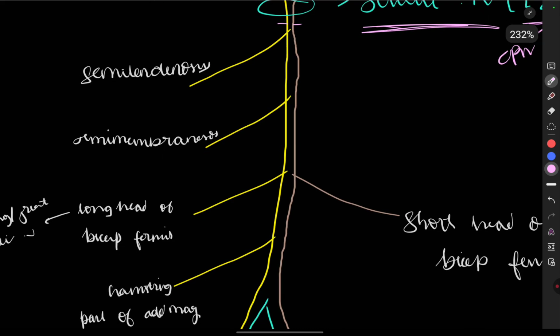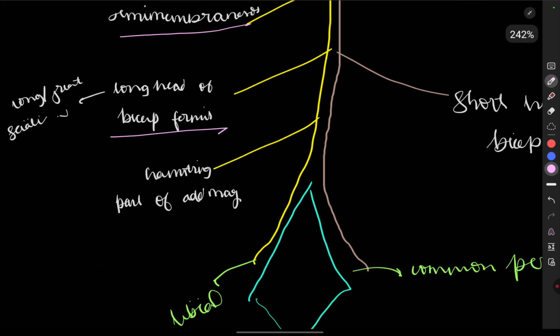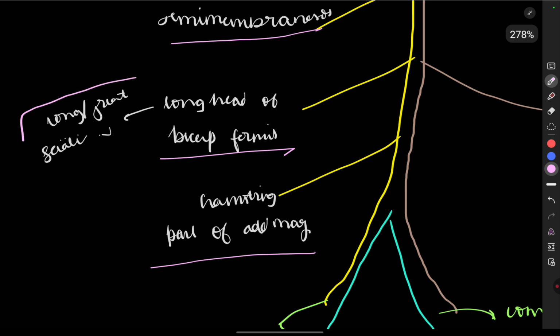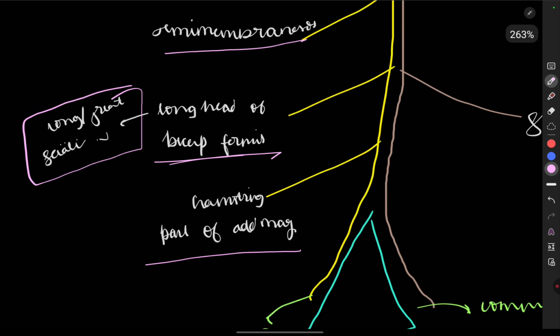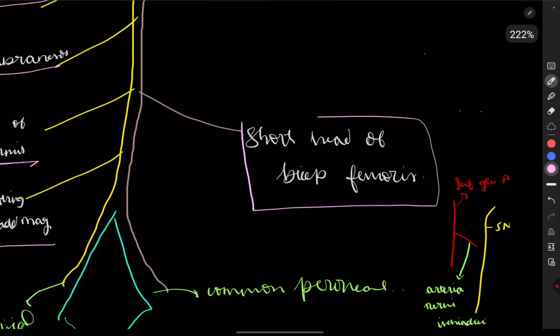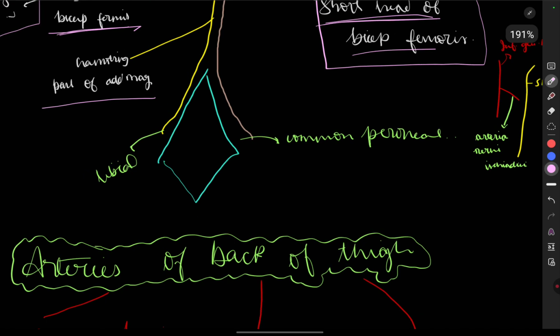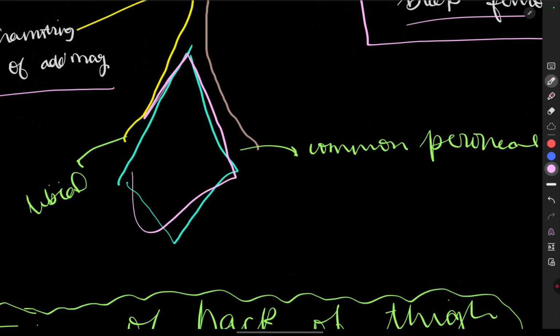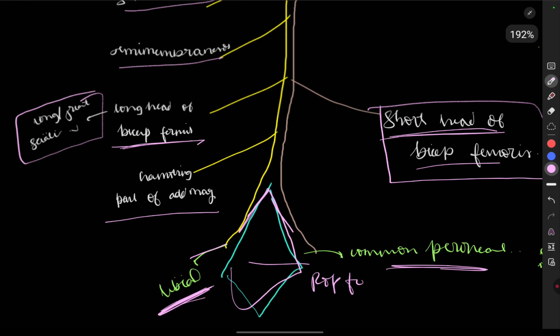See, the tibial nerve supplies, branches of it are the semitendinosus, the semimembranosus, long head of the biceps femoris, hamstring part of the adductor magnus, okay. So through the long or great sciatic nerve, the long head of biceps femoris is supplied. And the common peroneal nerve is giving off branches to only one, that is the short head of the biceps femoris and the superior angle of the popliteal fossa. So this diamond shaped is the popliteal fossa. So it is a superior angle and it divides into the tibial nerve and the common peroneal nerve, okay.